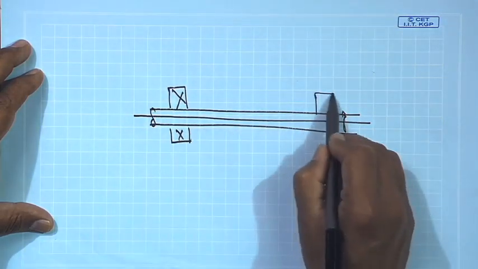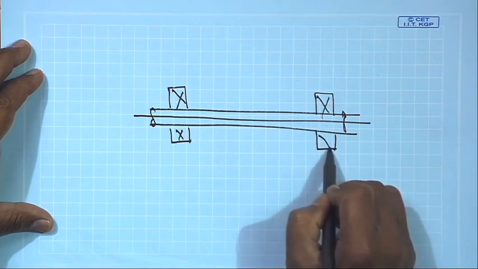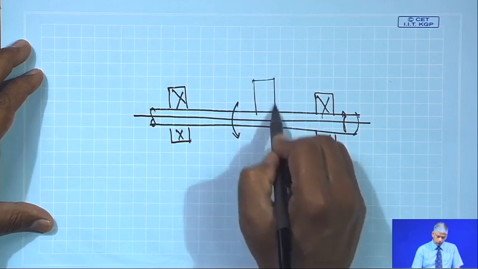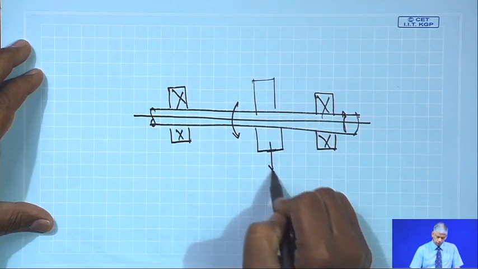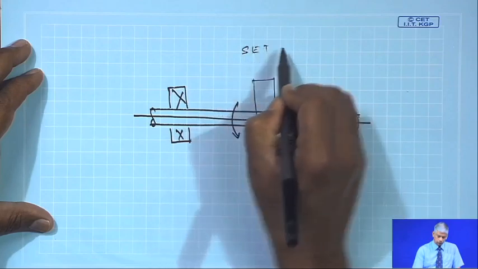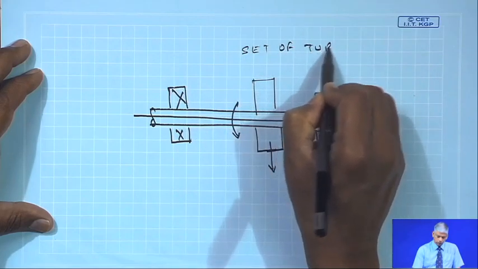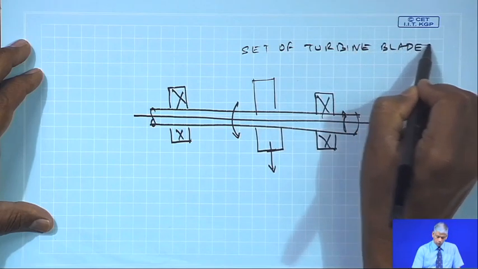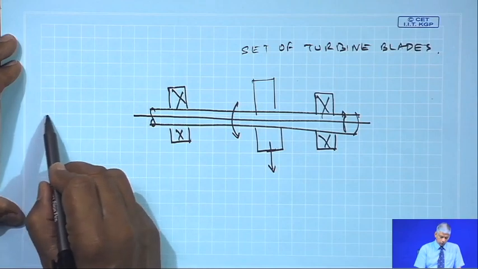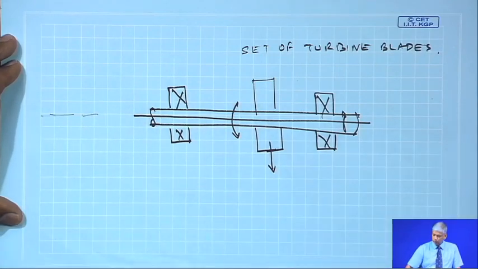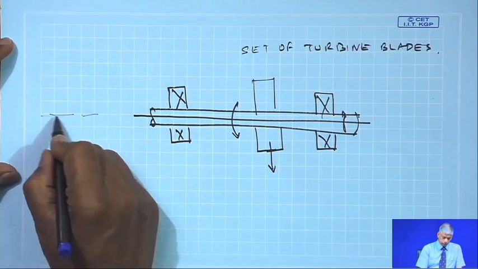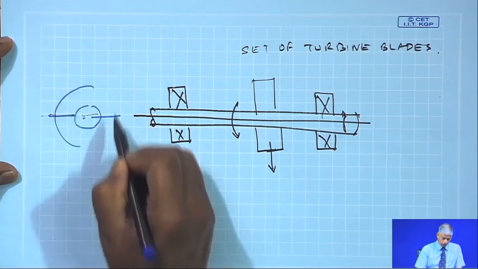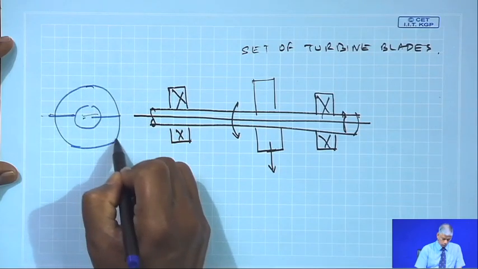Particularly when we talk about large machines or large rotors, where there is a lot of weight, like a set of turbine blades, these kinds of large rotor systems are actually supported on journal bearings.